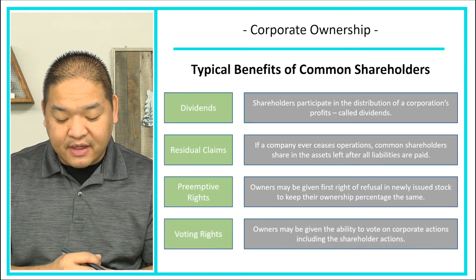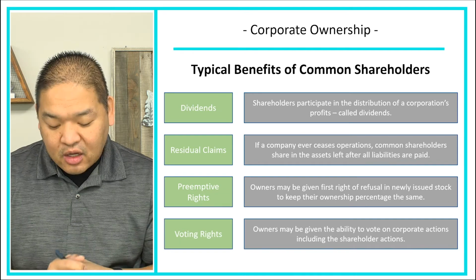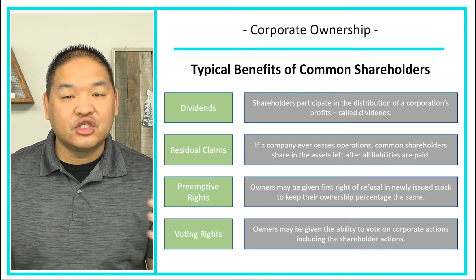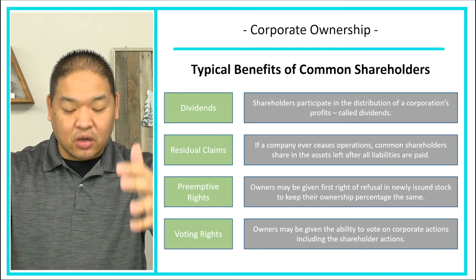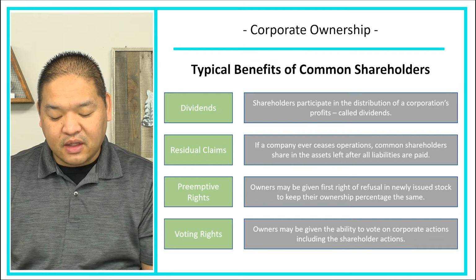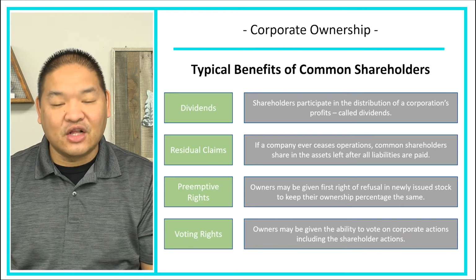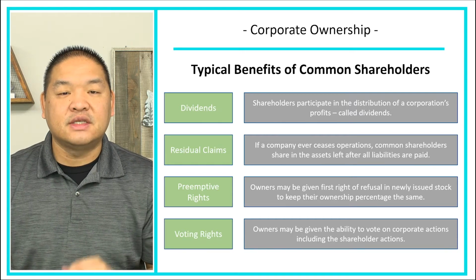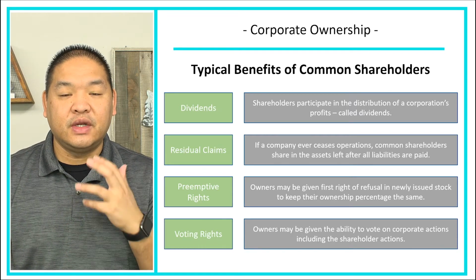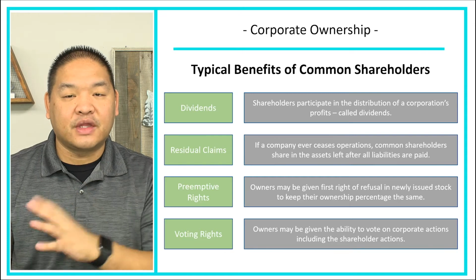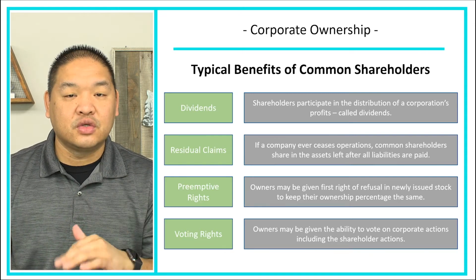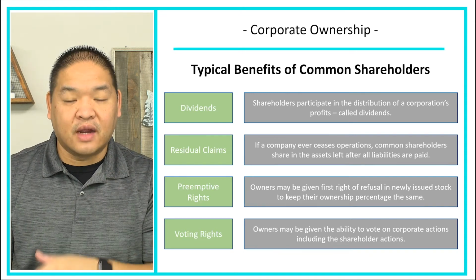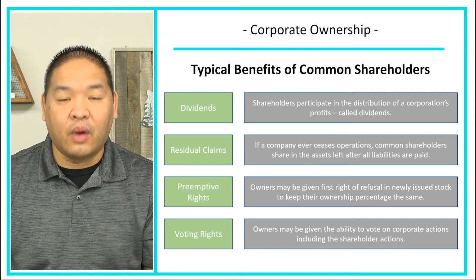And the last benefit here is the voting rights. Corporations do have things to vote on from the shareholders, and owners may be given the ability to vote on corporate actions, including shareholder action. So in those cases, if you owned a share, you would get a vote equivalent to what that share would be worth. Usually it's one vote, one share. So for every share you have, you get one vote.